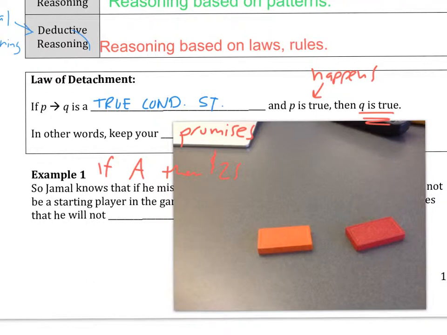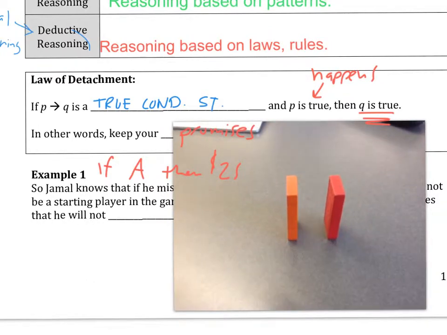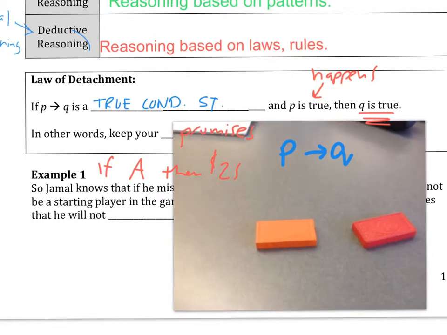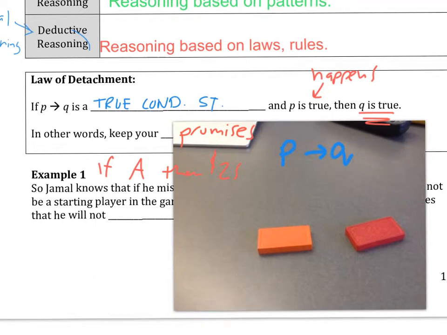All right, so let's try that again. We've got this right here is my P and Q. So we all agree that it exists, right? So what the law of detachment says is here is a true conditional statement: P then Q. Then in real life something happens. Oh, P happens. So what happens now? Q also happens.